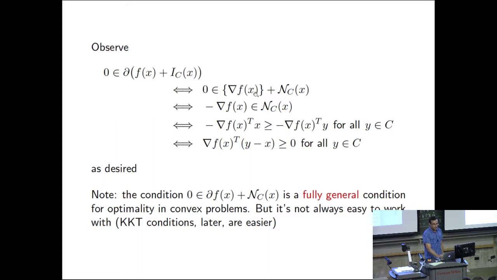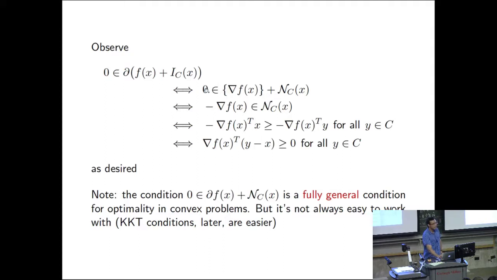For f, which was assumed to be smooth, its subdifferential is just the set containing its gradient. That's the only subgradient there is. And for the indicator, its subdifferential is its normal cone, which is what we just saw and proved a couple slides ago. So 0 being in the set, which is a singleton, the gradient plus the normal cone, is equivalent to the negative gradient being in the normal cone. These two statements are equivalent.